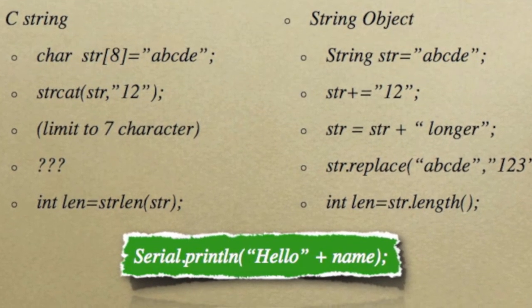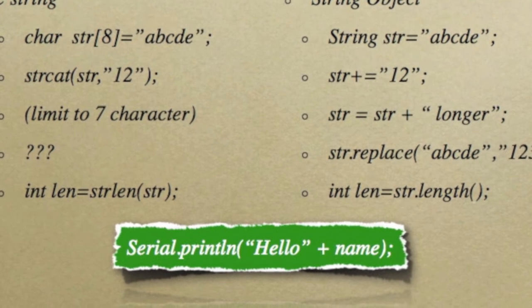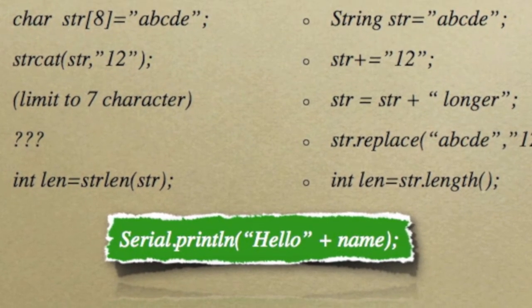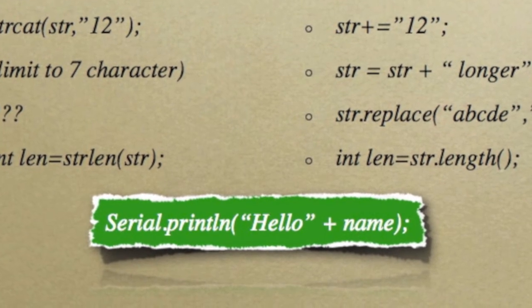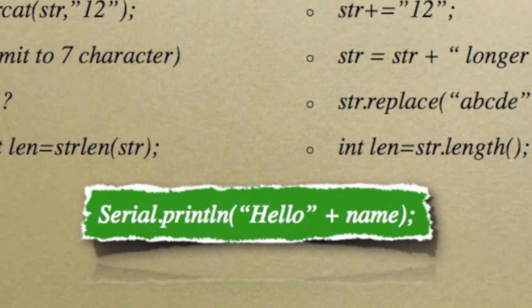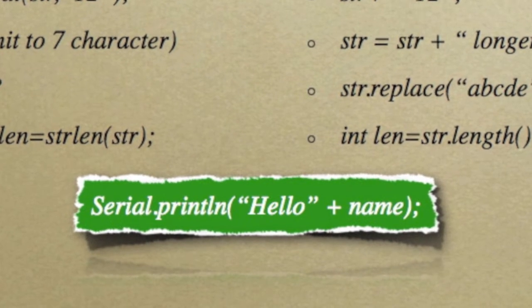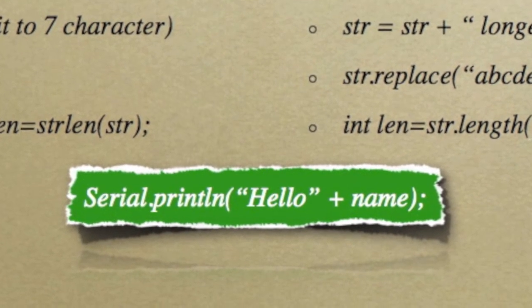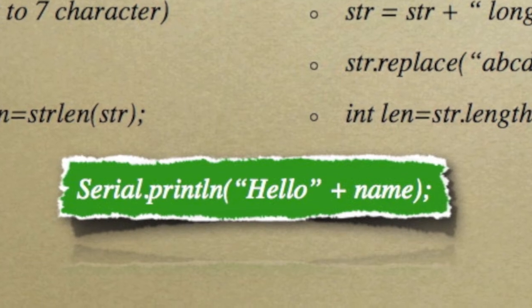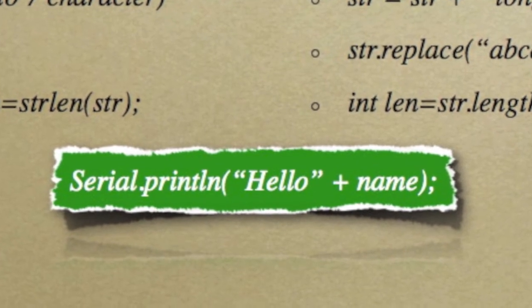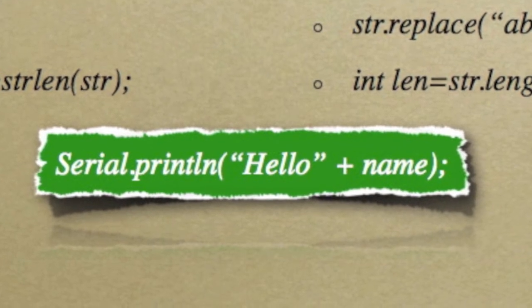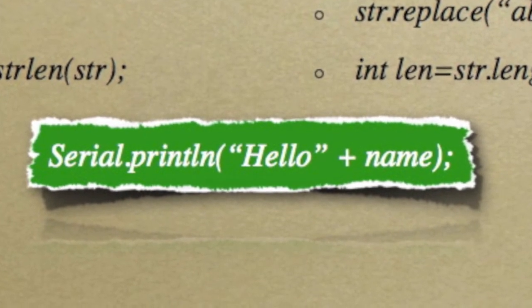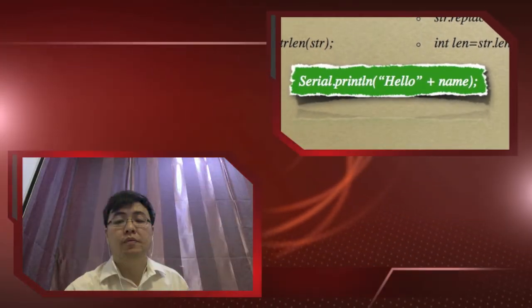Alright. Now, let's see this specific example. What if I do something like Serial.println("hello" + name)? Can I do this? Well, I can do this if name is an Arduino string object. But if name is a C string, well, the result might not be pretty. Let's see the demonstration.